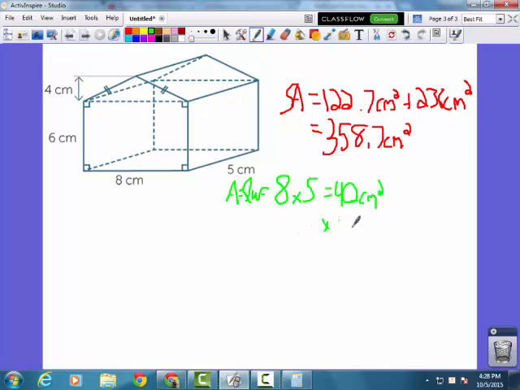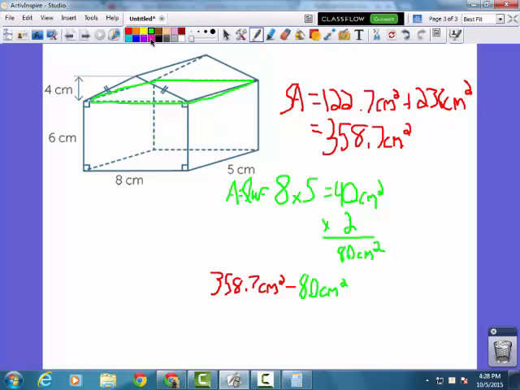Now there's 2 of them. Remember, it's not just affecting the rectangular prism, it's also affecting the triangular prism. This piece right here, it's an 8 by 5 rectangle. It's part of the rectangular prism and the triangular prism, so we need to multiply that by 2 for a total of 80 centimeters squared that we need to take away. That's the overlap. So we've got our surface area, which is 358.7 centimeters squared, and we need to subtract away the 80 centimeters. That is the overlap.